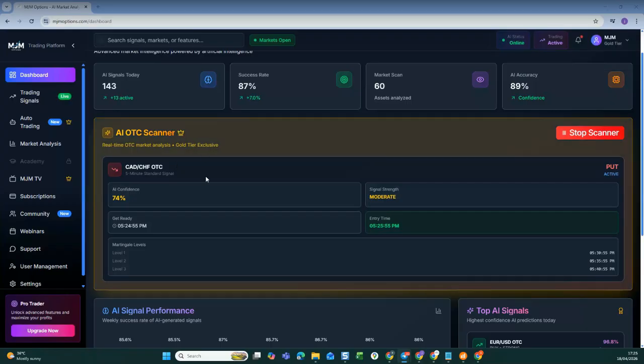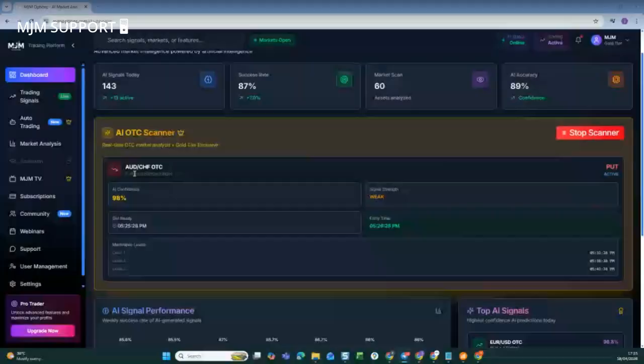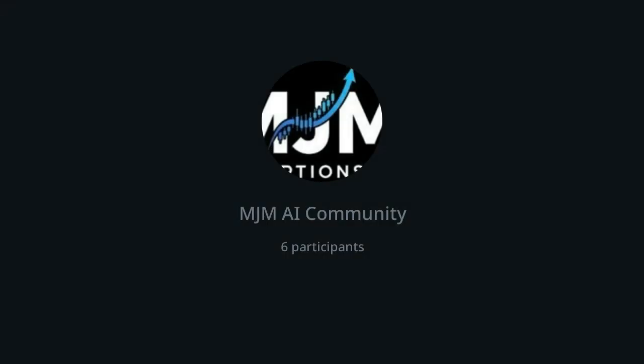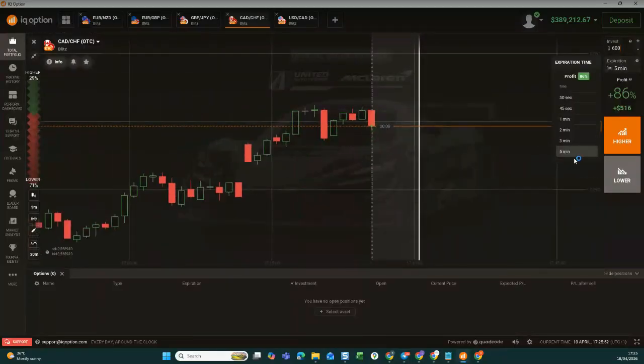Here a signal is generated right now. You see the moment I click stop scan and start scanning to generate a new signal. So what is the signal? The pair is the first thing you see, in very, very big fonts. Underneath it you see 5 minute standard signal, which stands for the expiration: you trade it for 5 minutes. That's what it means.